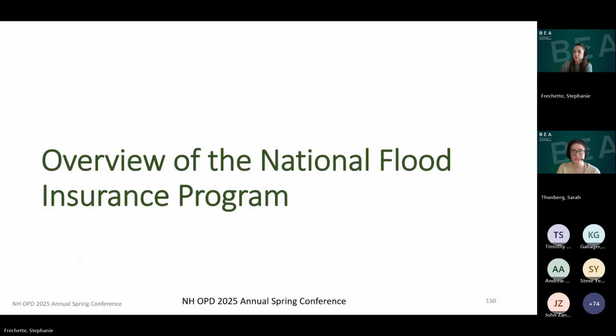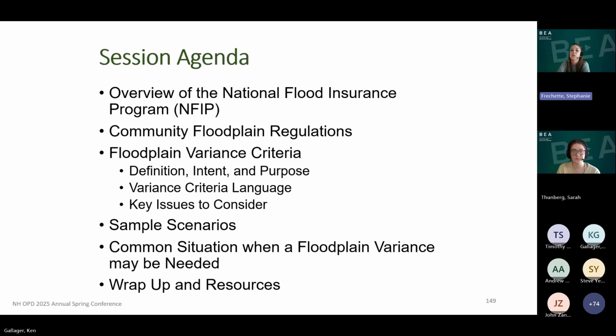Okay. So here's the agenda for the session. Today's presentation will be an overview of the National Flood Insurance Program, which is the program driving most of the floodplain regulations here in New Hampshire. We will discuss the community floodplain regulations and ordinances, floodplain variance criteria that ZBAs should be aware of, sample scenarios, common situations when a floodplain variance may be needed, and wrap up with a session summary and resources.